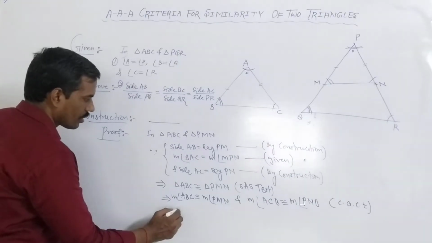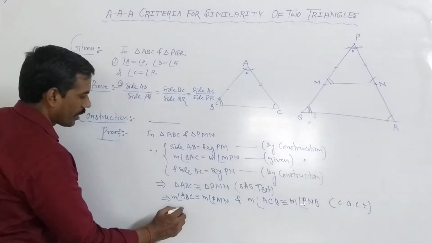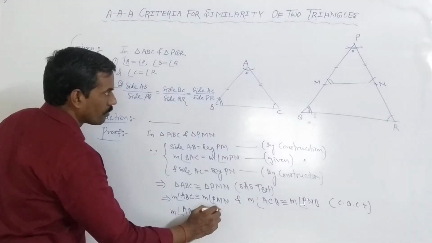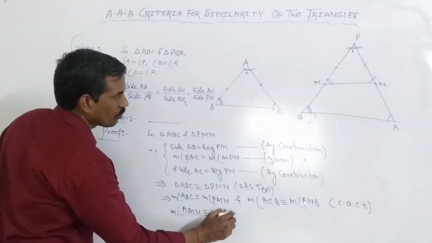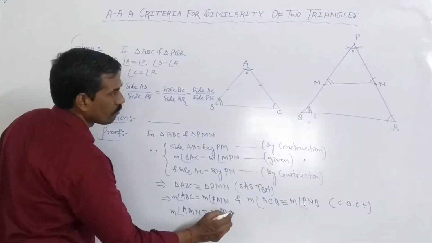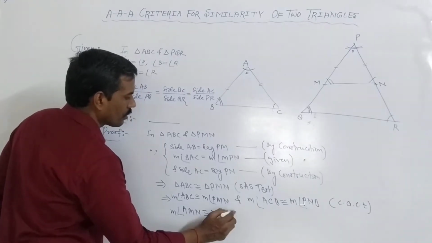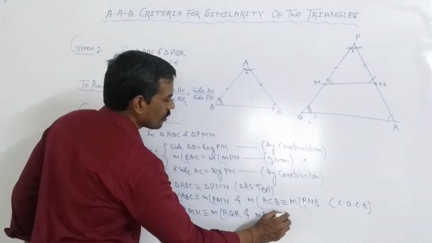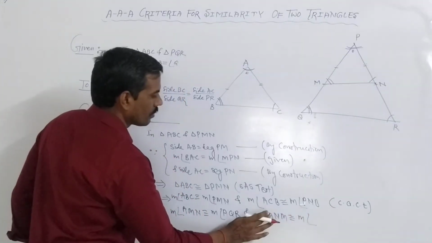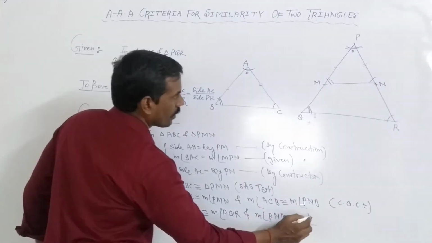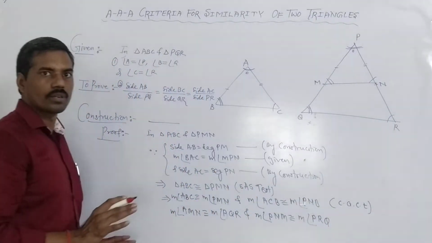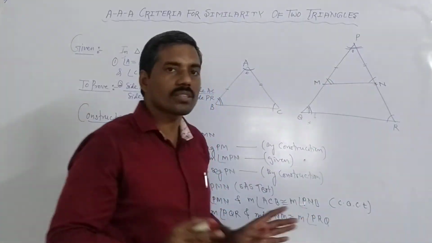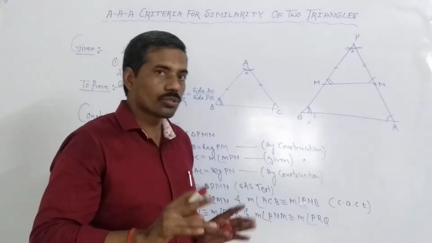In this way, we can write the measurement of angle AMN is congruent with the measurement of angle PQR, and the measurement of angle ANM is equal to the measurement of angle PRQ.